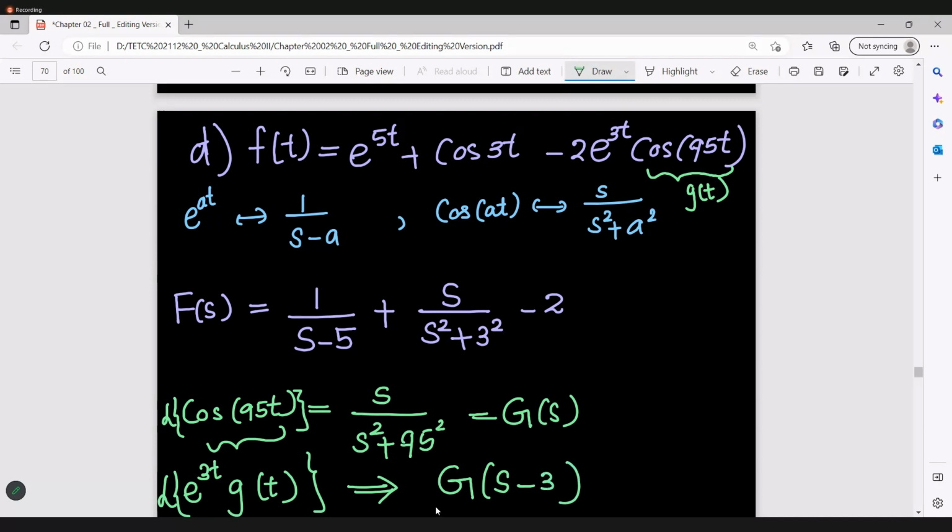So that means we need to replace all the s terms in this expression for G of s by s minus a to obtain the answer. So our answer should be s minus 3 over s minus 3 to the power 2 plus 95 to the power 2. Understood?